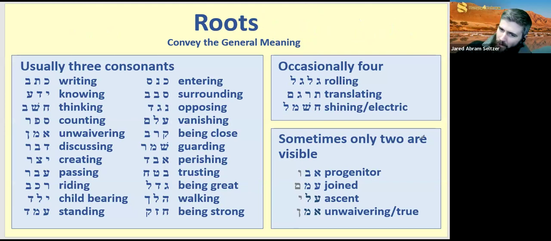Now, there are occasions where only 2 root letters are visible. Between you and me, there are even a couple of examples where only 1 root letter is visible. But we're not going to focus on those today. Like, for example, who is an Av? Well, it's a father. We know Av is father. Wait, I only see 2 root letters. Does it only have 2 root letters? Some people will tell you, oh yeah, it only has 2 root letters. And I get it. It's a simplistic way of looking at Hebrew.